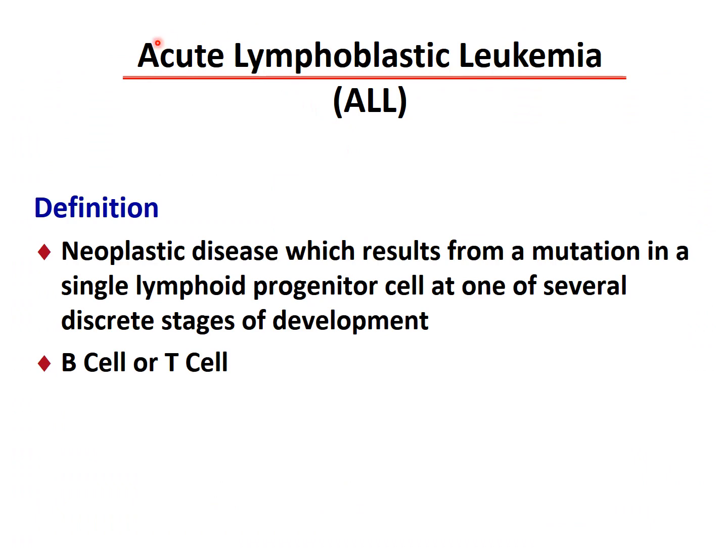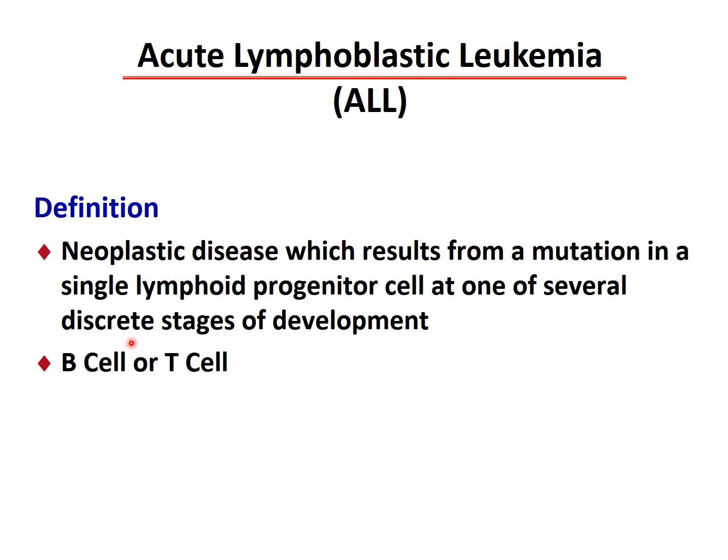Let's shift to the neoplastic disorders. The neoplastic disorders, as we discussed in the previous seminar, usually result from a mutation in a single lymphoid progenitor cell at one or several discrete stages of development. That's a very important point. The mutation that usually happens in these neoplastic disorders influences more genes, not only one gene. A multi-step mutation process is going to cause leukemias.